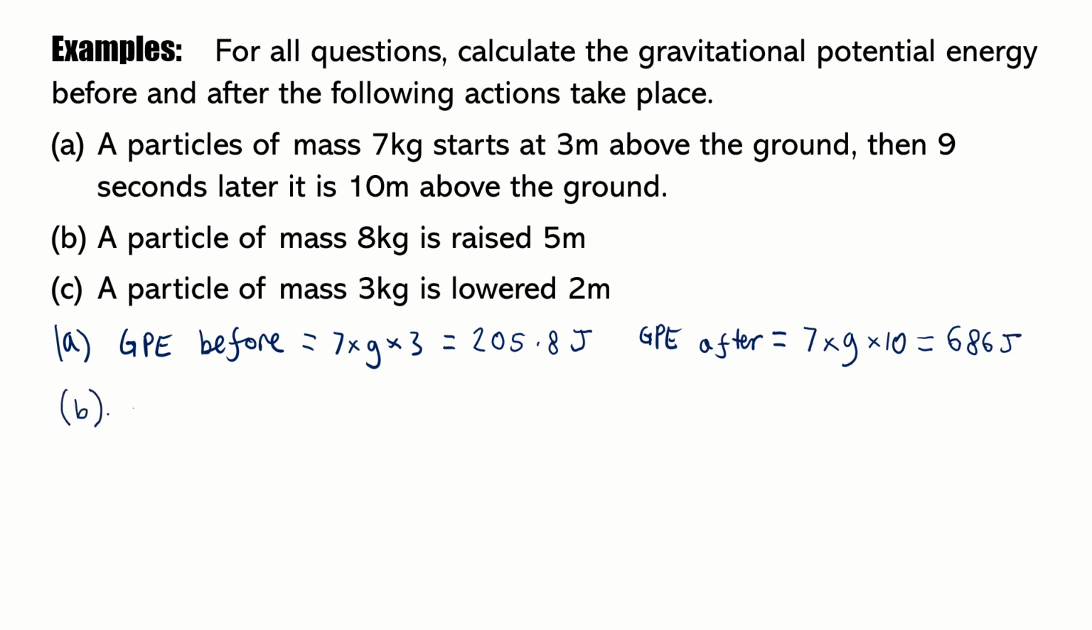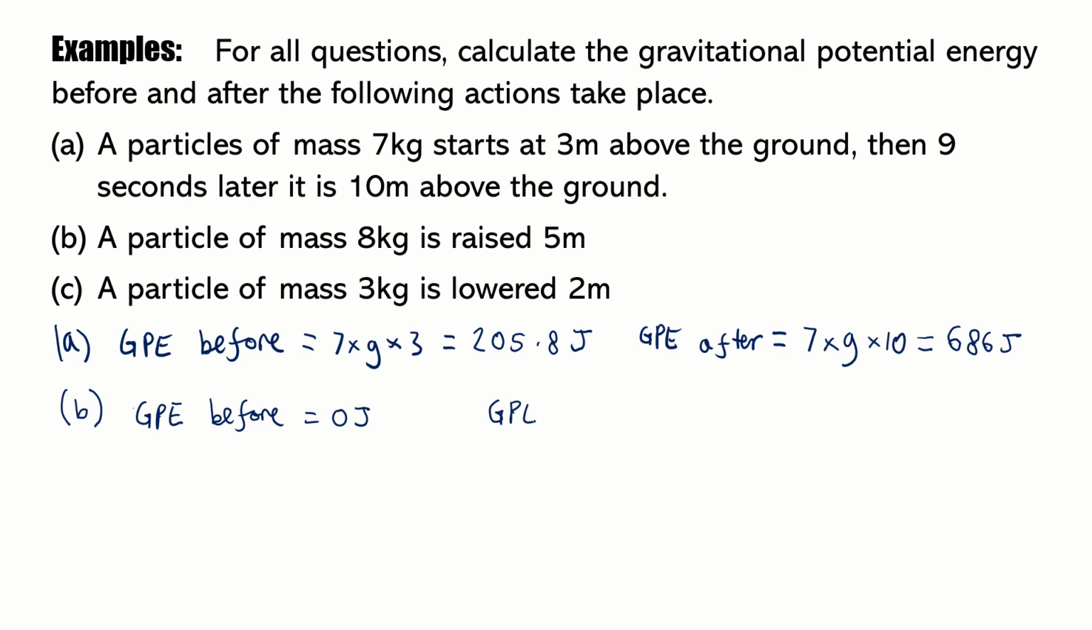On to part B. This time we don't know where the ground is in relation to our object. So instead of measuring height in relation to the ground, we're going to have to measure it in relation to the point at which the object is at its lowest point for our scenario. That's going to be at the beginning, because it starts lower and then it's raised 5 meters. So its lowest point is at the beginning, so we could take h to be 0. So GPE before could be viewed as being 0 joules for this question.